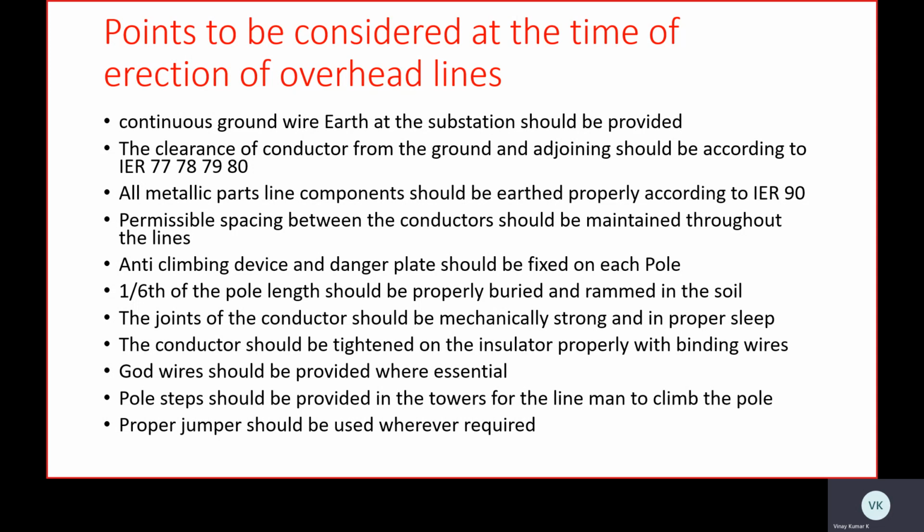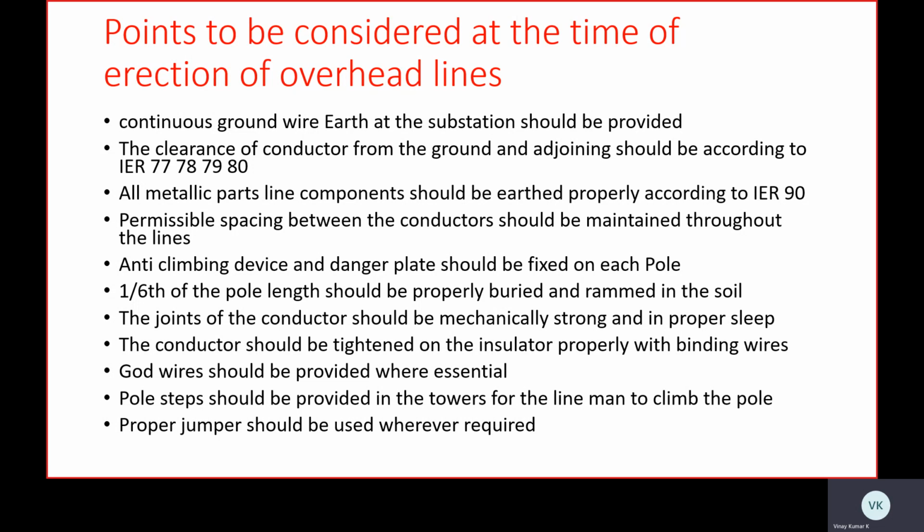First thing is, a continuous ground wire earth at the substation should be provided. From the substation to each tower of the lines, a continuous ground wire earth should be provided. Next thing is, the clearance of conductor from the ground and the adjoining should be according to the different Indian Electricity Rules. There is span length difference and sag difference.